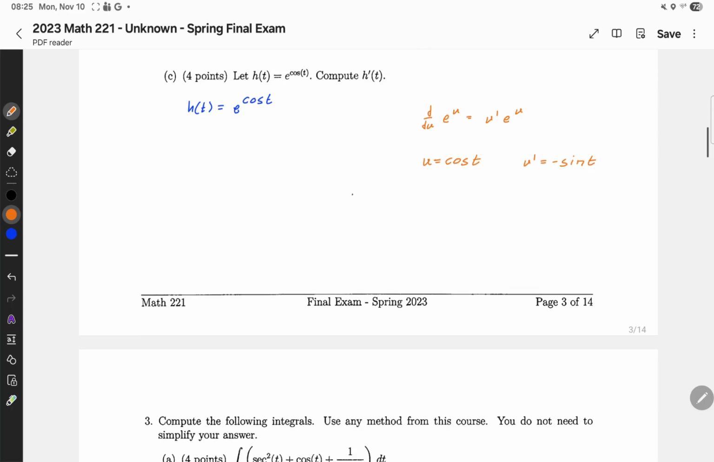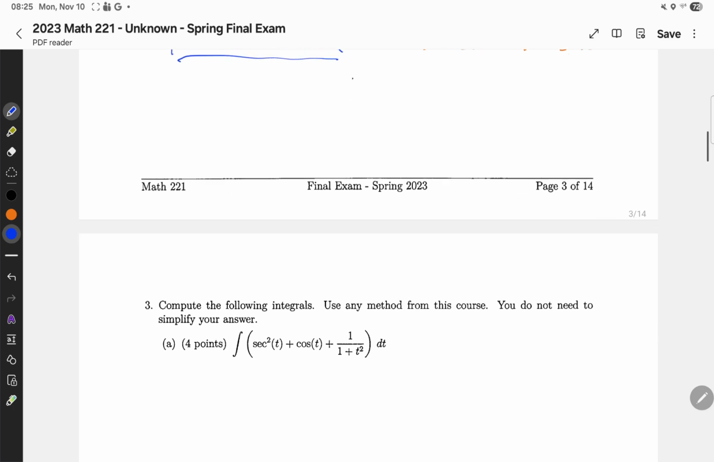And actually with that, we can already calculate our answer. So h prime of t is just going to be equal to e to the cosine t times, what is u prime in this case? Well, that's minus sine of t. And yeah, that's it. I wouldn't even bother rearranging again. You could always drop a negative. Done that plenty of times. So that's going to be our answer.